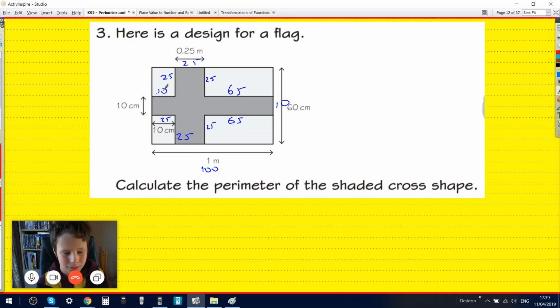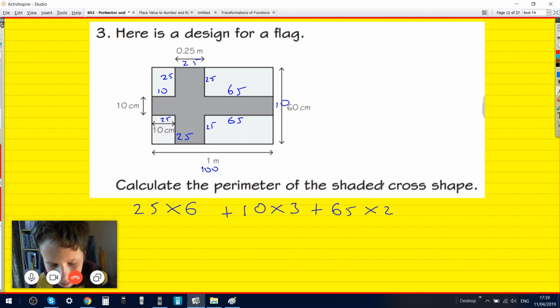So how many 25s do we have? 1, 2... we got 6 25s. So 25 times 6. Then we have 3 10s and 2 65s. And so maybe do that on paper.